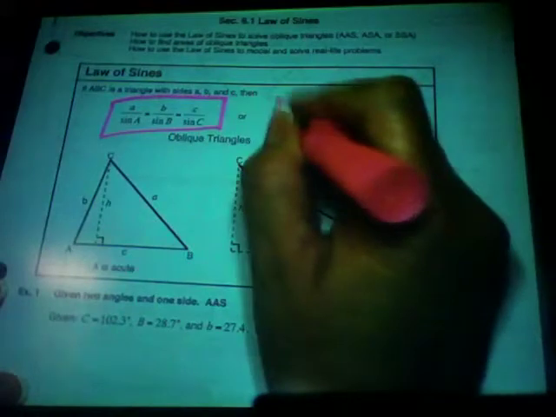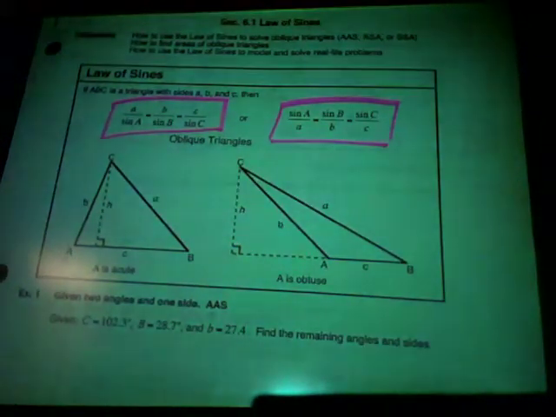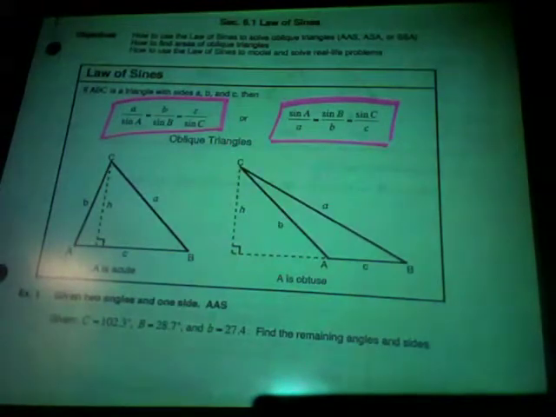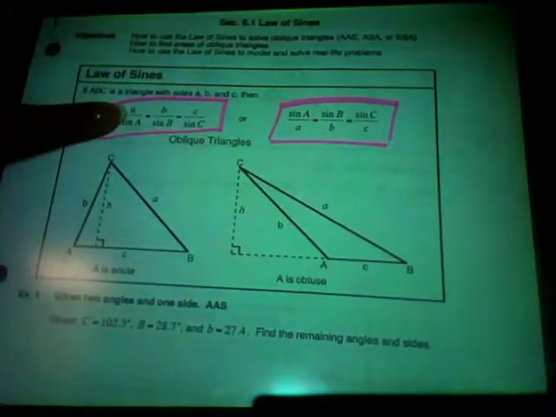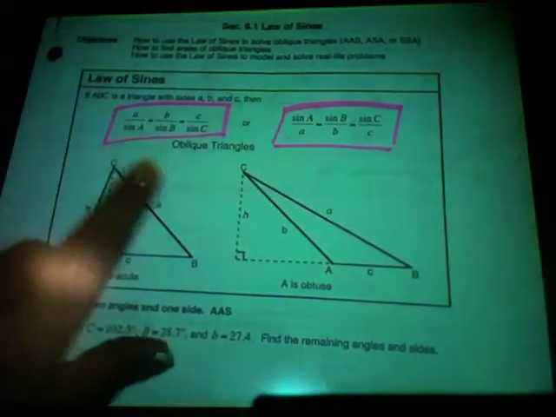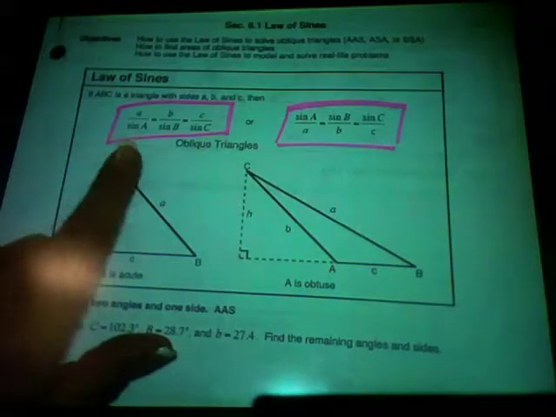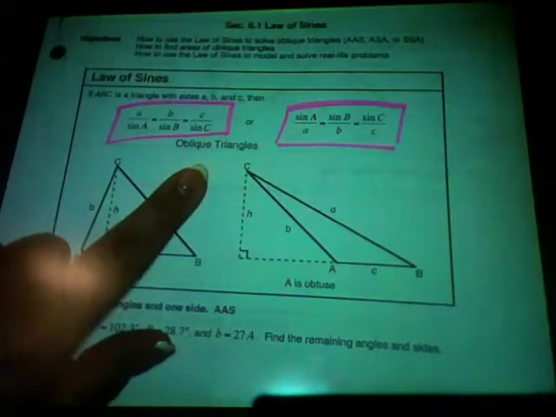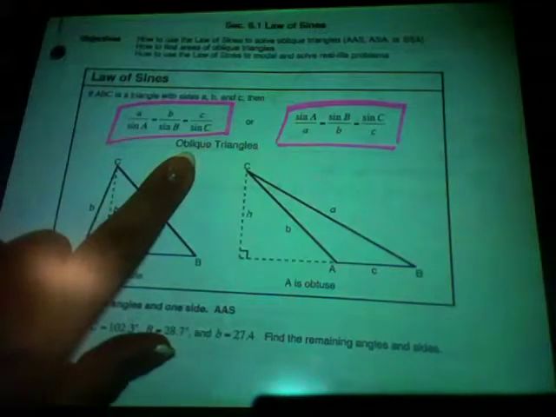Now there are 2 different formulas that you could use. Notice that they're reciprocals of each other, right? It doesn't matter whether you take the side length over the sine of the angle opposite that side, or the sine of the angle over the side opposite that angle. It doesn't matter which way you do it, as long as you remain consistent. You can't have this on one side and that on the other side. You're only going to use 2 out of the 3 ratios to set up one proportion. So you're not going to have all 3 of these, right?